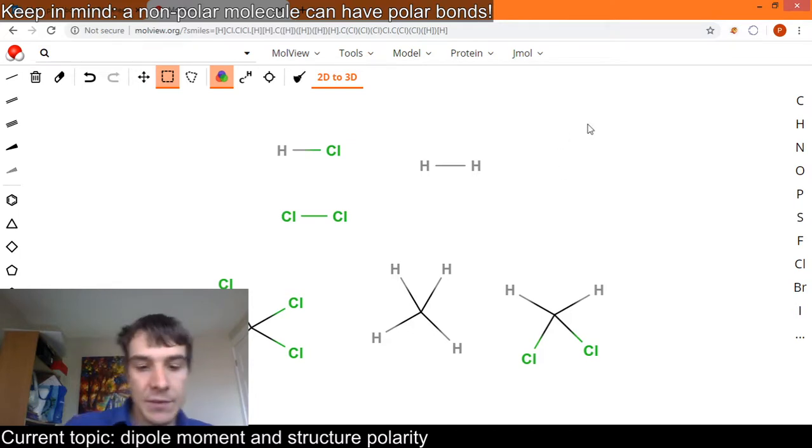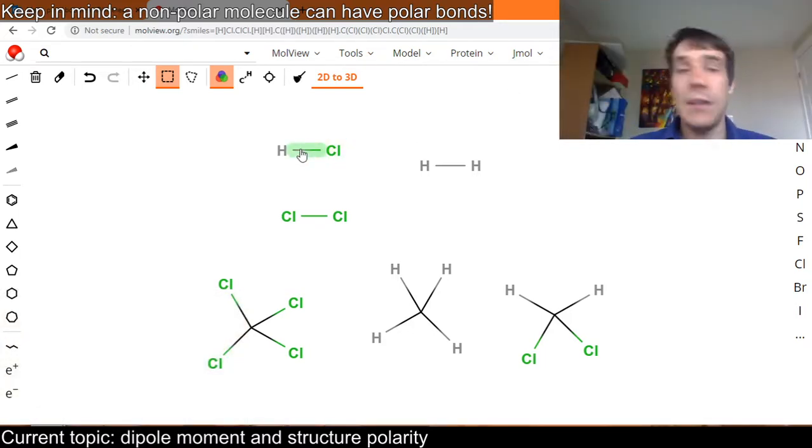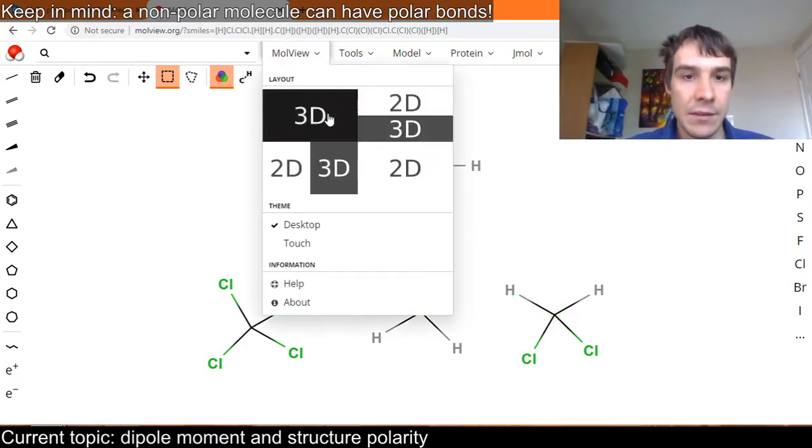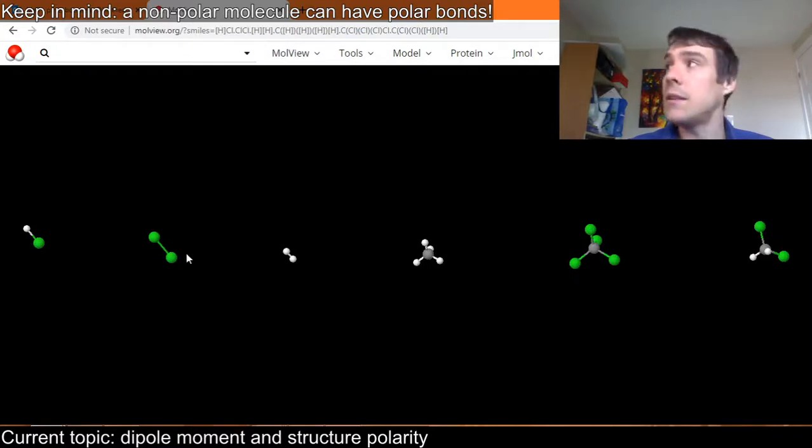So what I've got is some structures here that I've drawn. I've got HCl, I've got ClCl, I've got HH. Then these are carbons in this one. So I've got carbon with 4 chlorines around it, carbon with 4 hydrogens around it, a carbon with 2 chlorines and 2 hydrogens. And we can look at them in 3D. So let's look at them in 3D now. Here's HCl, here's ClCl, here is HH, here is carbon with 4 hydrogens, CH4, here's carbon with 4 chlorines, CCl4, and then CH2Cl2, so carbon with 2 chlorines, 2 hydrogens.